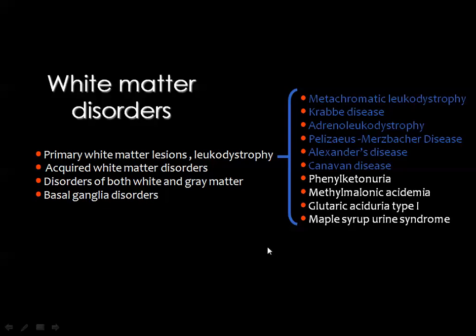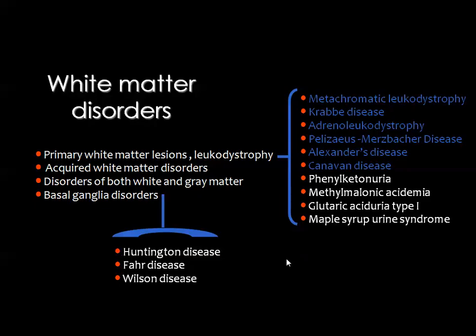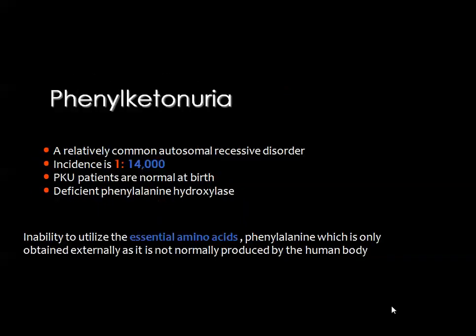And in the last part of this talk, we are going to discuss 9 diseases, which are the 4 lesions included in the primary white matter lesions, which are phenylketonuria, methylmalonic acidemia, the choleric aciduria type 1, and maple syrup urine syndrome. Also we will discuss disorders of both white and gray matter, including Leigh's disease and MELAS syndrome. And finally, we will talk about Huntington disease and Fahr disease, as well as Wilson disease, which are disorders primarily affecting the basal ganglia.